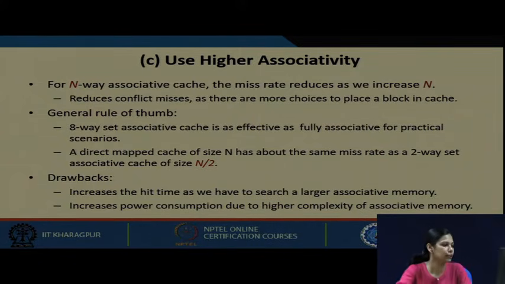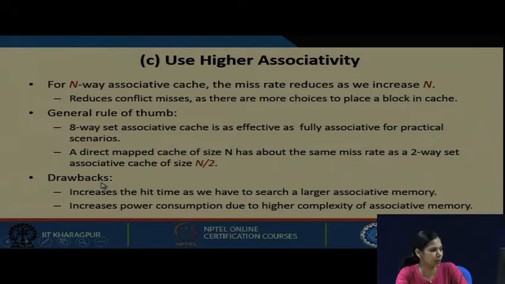A direct mapped cache of size n has about the same miss rate as a 2-way set associative cache of size n by 2. So, a 2-way set associative cache of size n by 2 will be the same as direct mapping, although direct mapping will be easy to implement.